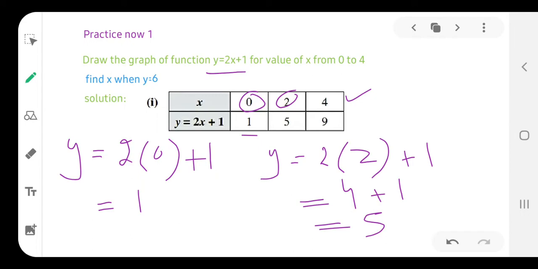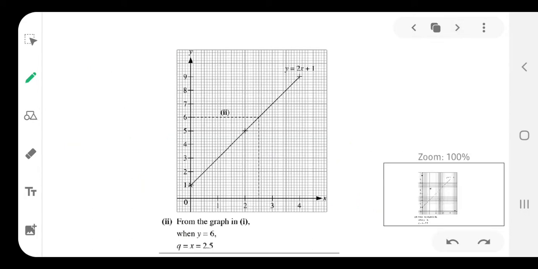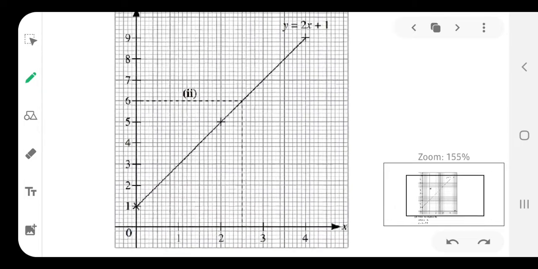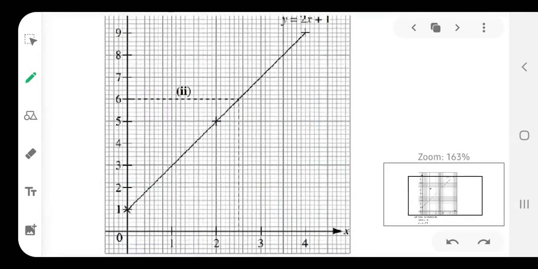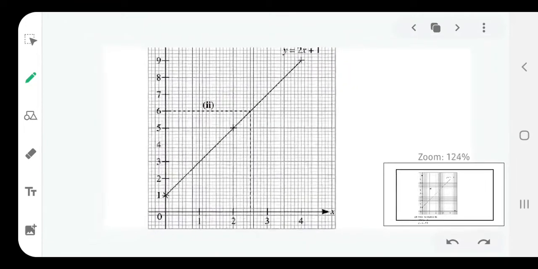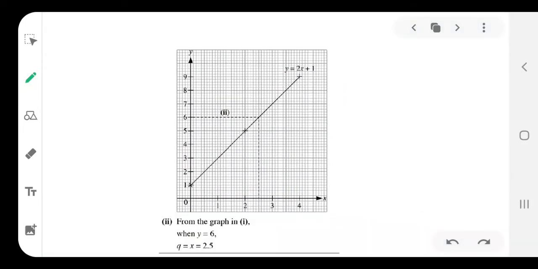Now our next step is to plot these values on the graph and see what pattern it makes. You can easily see that it is a straight line. This means that the function y equals 2x plus 1 is a linear function, and this is the graph of a linear function.